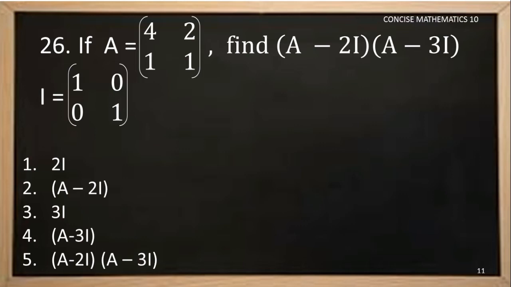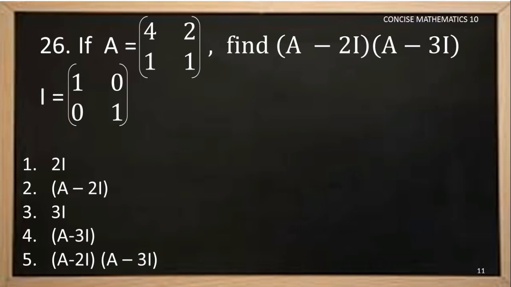In the first step, calculate 2I. That means multiply all the elements of I with the number 2. Mark it as result number 1. In the second step, calculate A minus 2I. That means subtract the corresponding elements of A and 2I, and after doing the subtraction, keep the final result as result number 2.